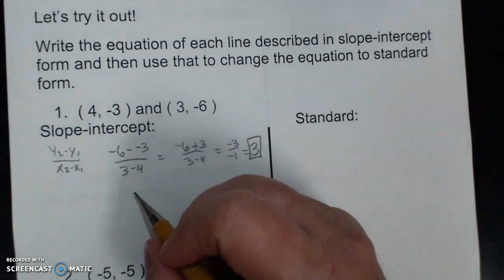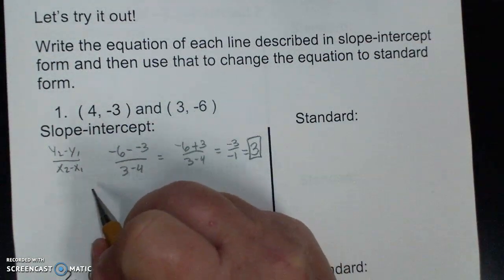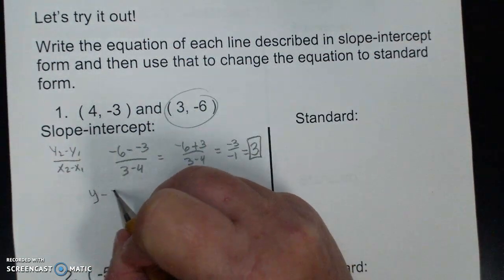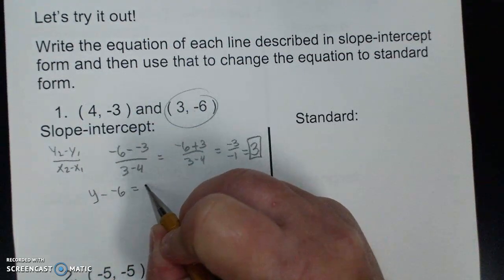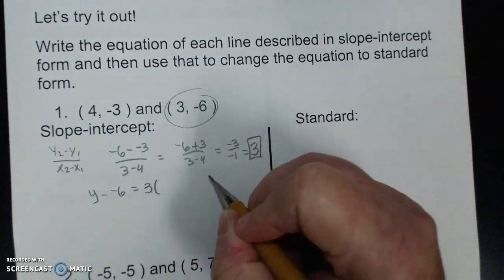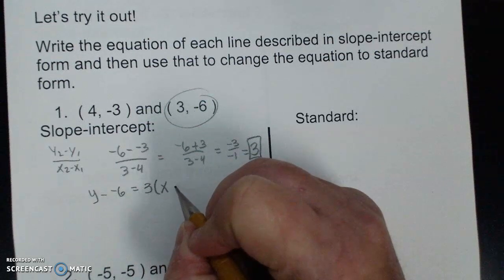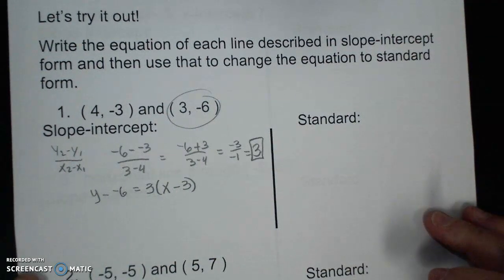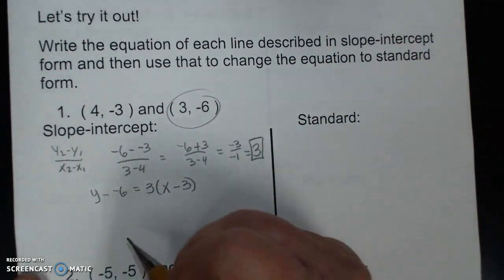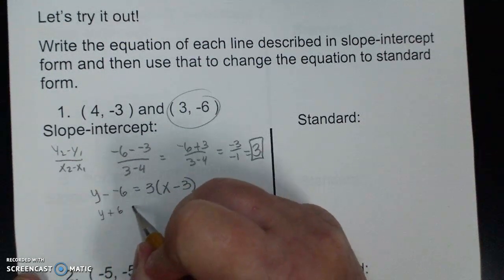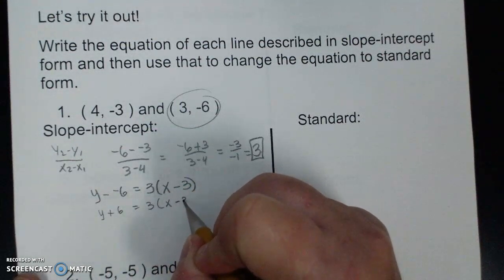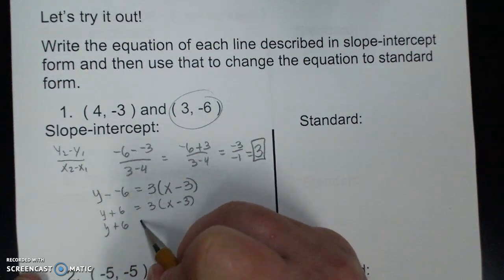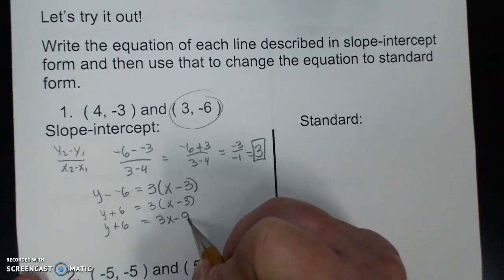I can do point slope. So y minus, and I'm going to use this point, -6 equals 3 times x minus 3. You can use either point. You will end up at the same place. So that is y plus 6 equals 3 times x minus 3. This is y plus 6 equals 3x minus 9.